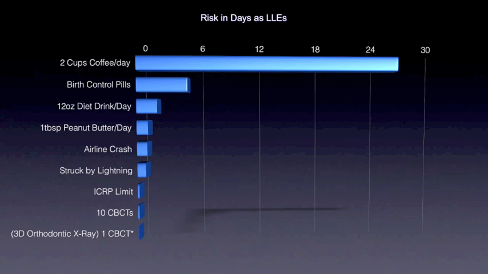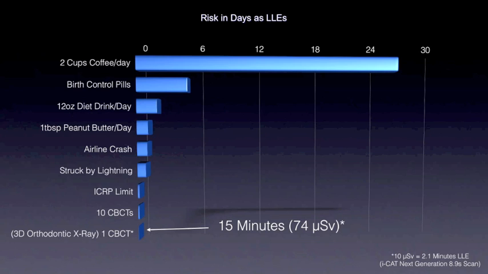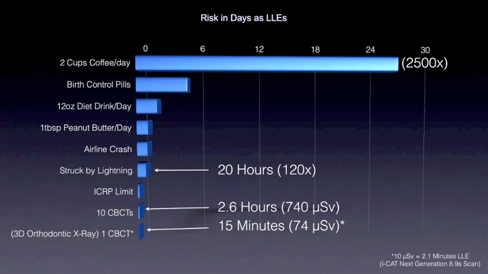Now, just kind of chopping down those LLEs into things that are a little bit more common for us, like drinking coffee and eating peanut butter and drinking diet drinks. If our 3D X-ray is equal to about 15 minutes of LLE, if we take that into consideration, and let's just pretend that we're going to be extra careful and multiply that times 10 instead of just 2, then we can get into where you're seeing 10 cone beam X-rays is about 2.6 hours of LLEs, and again, still below the ICRP limit and still below the LLE of being struck by lightning.